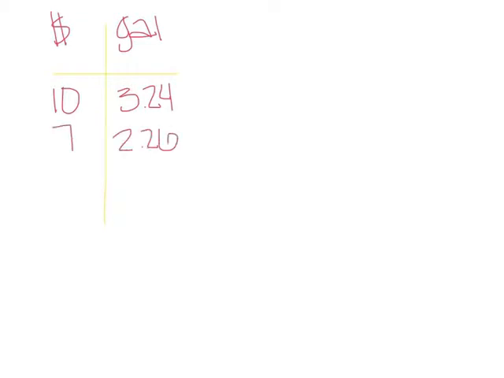So if we were to generate a table of dollars spent and gallons bought, let's just put a few of this data on here. $10 bought 3.24 gallons, $7 bought 2.26 gallons, $9 will get 2.89 gallons, and let's say $13 will buy you 5.10 gallons. So let's go ahead and put this on a scatter plot.